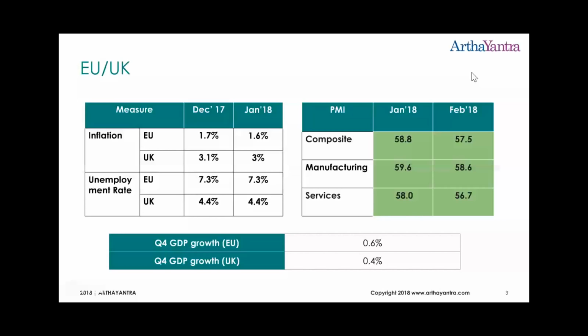The PMI, if it reads over 50, means that the activity is expanding, and the further it is from 50, it means a much stronger and more rapid growth. So, as can be seen on the right side of the screen, the manufacturing PMI for the month of January 2018 stood at 59.6, which is a very, very strong growth.